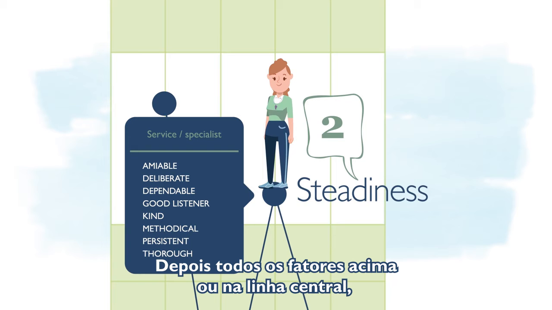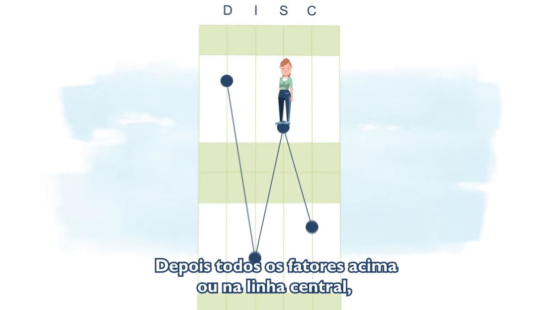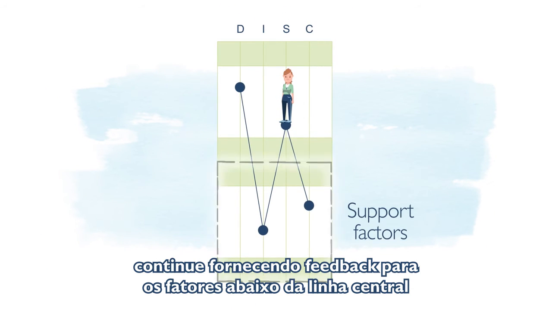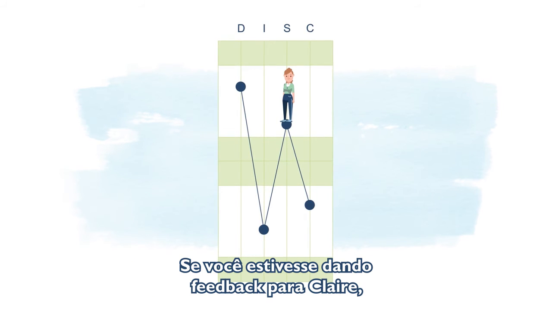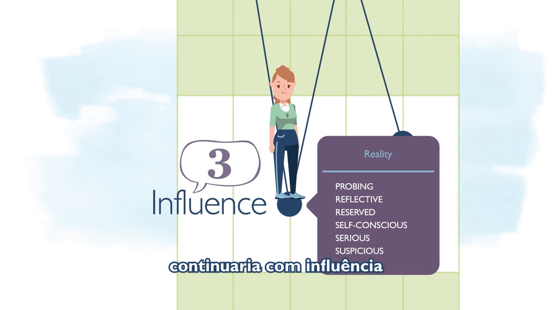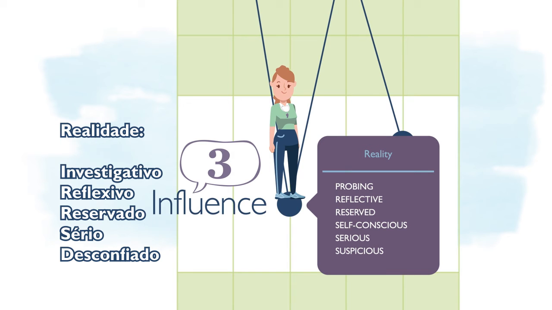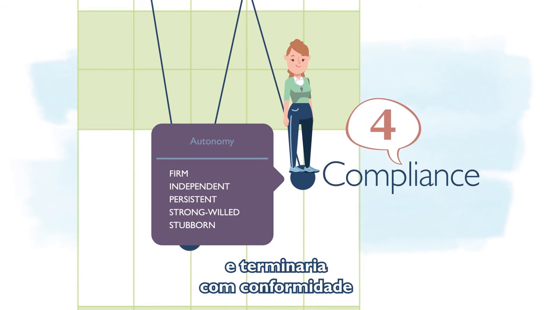Once all factors above or on the centre line have been covered, continue by providing feedback for the factors below the centre line. If you were giving feedback to Claire, you would continue with influence, and then end with compliance.